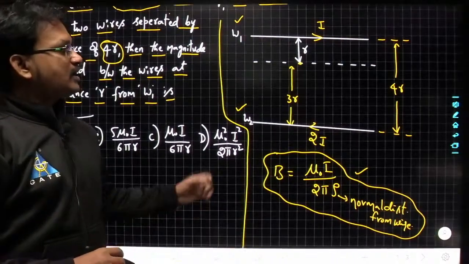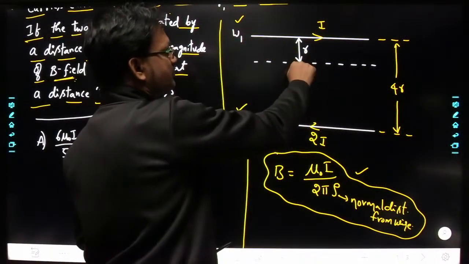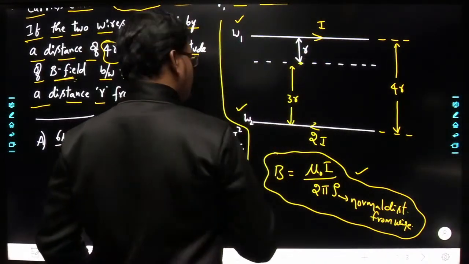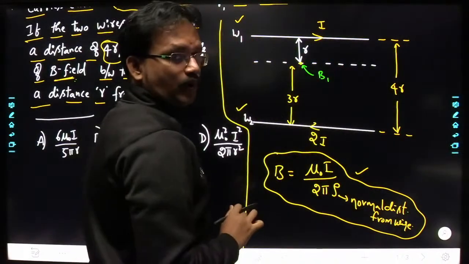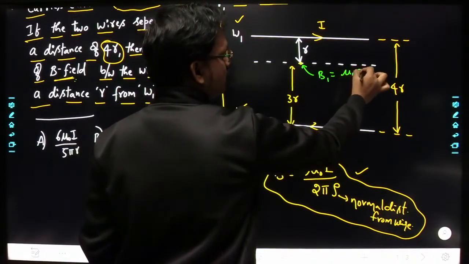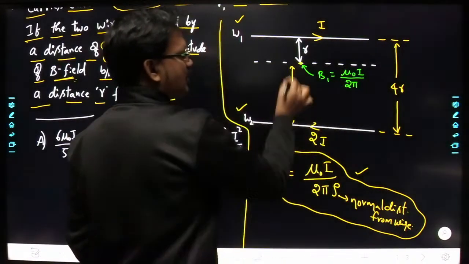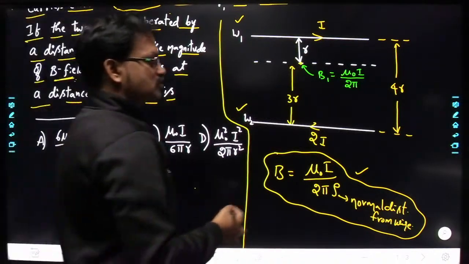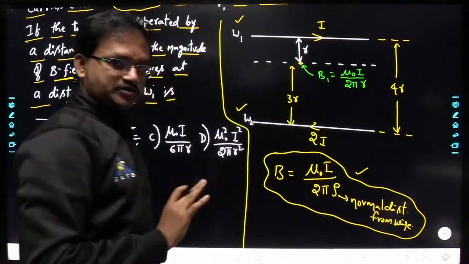Understood? Now consider this W1. Due to this W1, what is the B field at this location? I am representing it as B1. So B1 is equal to mu naught into I, the current, divided by 2 pi times the normal distance from the wire to this point, which is R. So just substitute R here. This is the expression for the B field at this location.